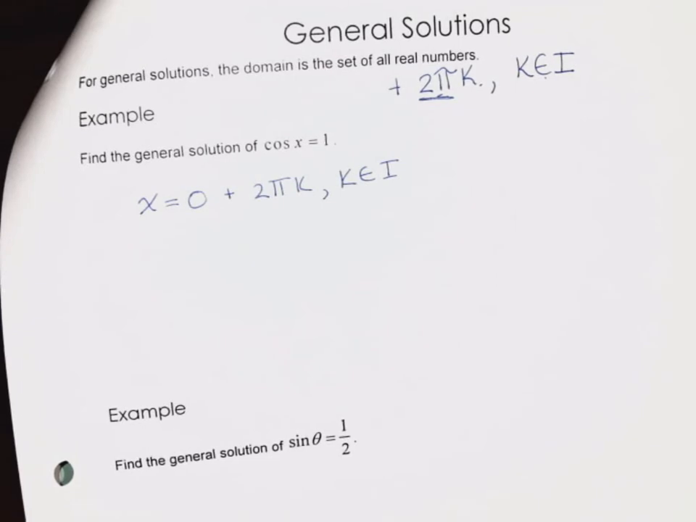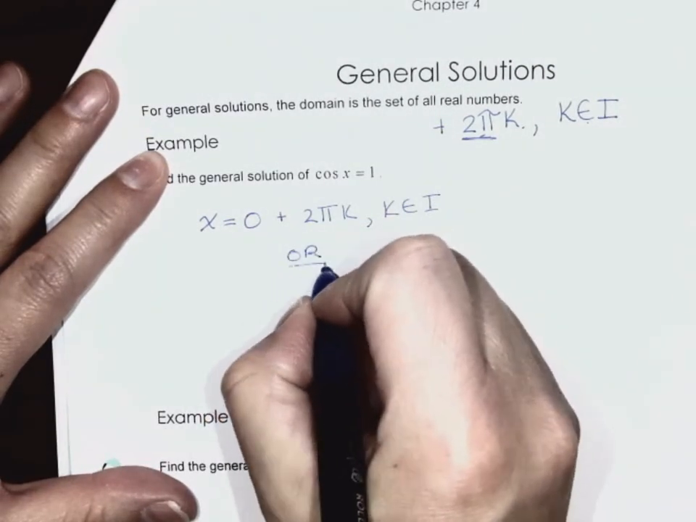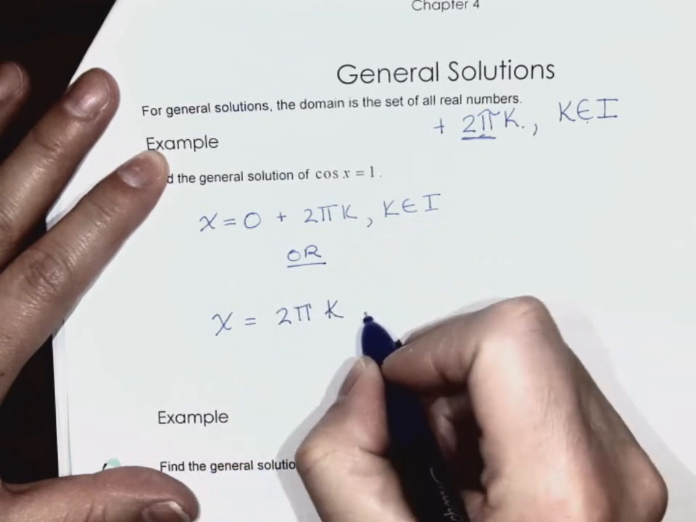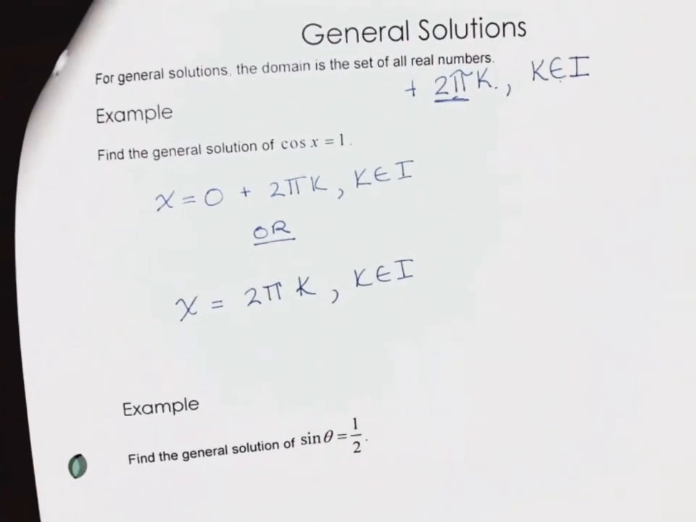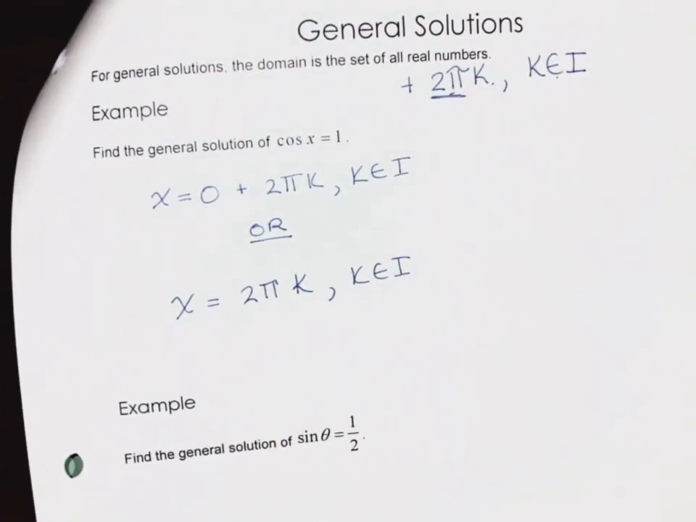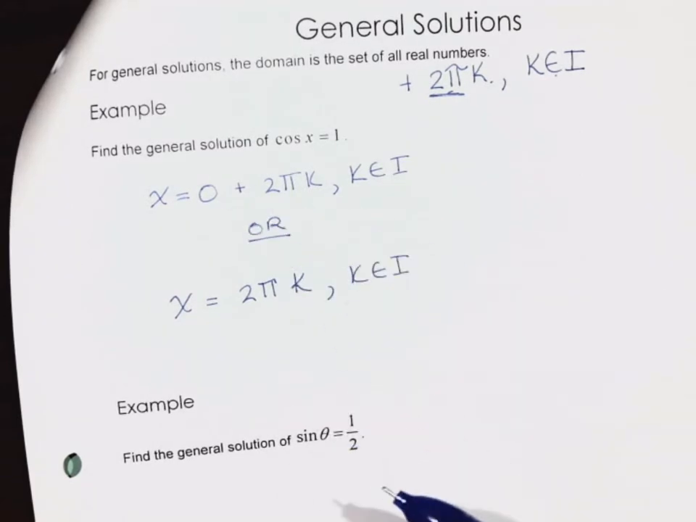You will also see this one written like this. I'm going to write the or option. Because 0 has no impact on it. K could be 0, and you'd be at 0. K could be 1, and you'd be at 2 pi. K could be 2, and you'd be at 4 pi, right? So it's just because of the 0 in this one. So that one's a little bit different.